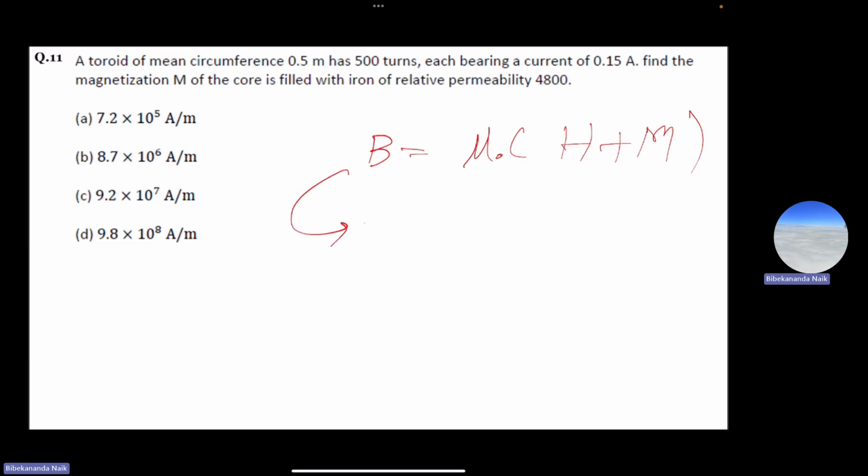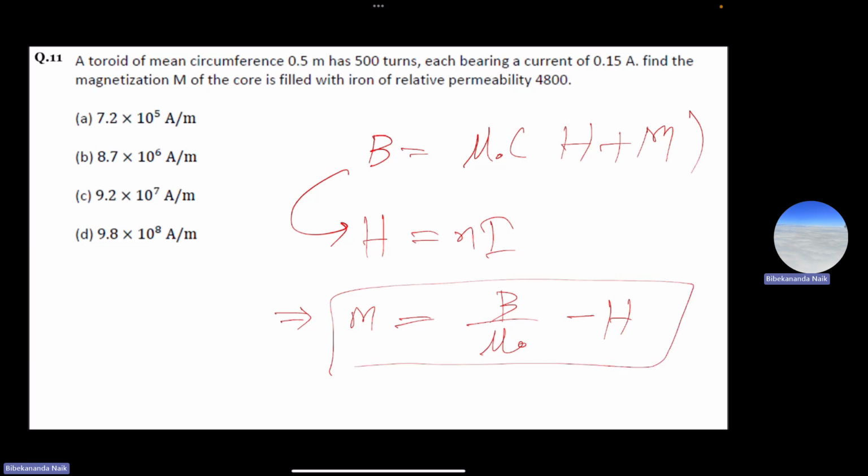Now we can calculate H like we did in the previous question. H will be Ni. Then if you calculate the magnetization vector, if we know the relative permeability of the core is 4800, then we can calculate the value of M from the relation B by mu 0 minus H. So we will calculate first the value of H, and then the value of B, and then from those two values only one unknown will remain, the magnetization vector M.